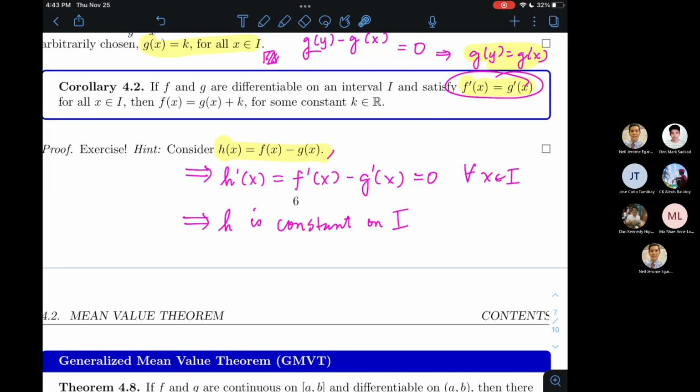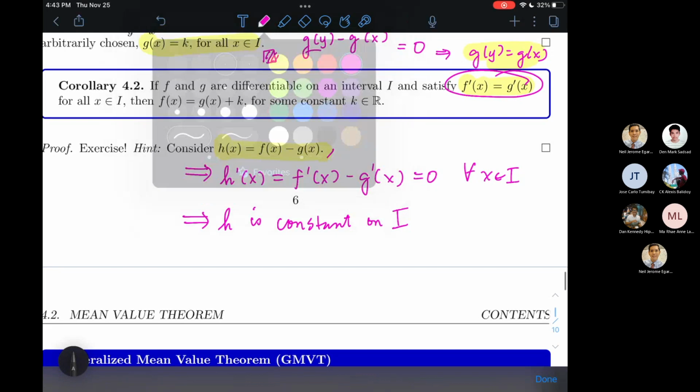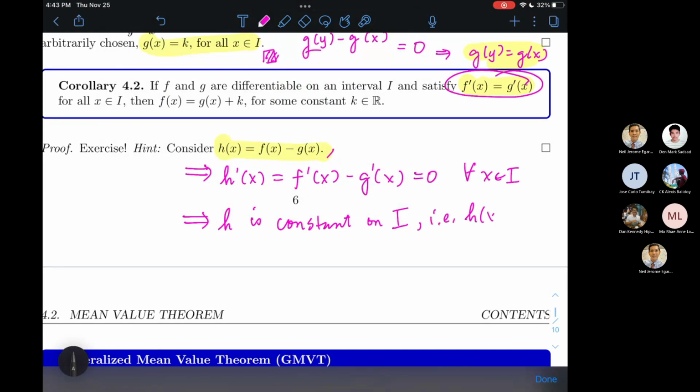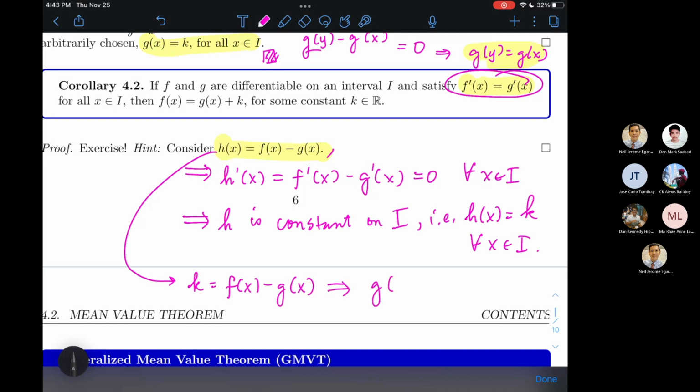Okay? So that means that h of x is equal to some constant k for all x in the I. Okay? So dahil si h of x ay equal kay k, so therefore, we'll have k equals f of x minus g of x. And so I can write it as, ang gusto ko pala ay, f of x equals g of x plus k for all x in I. All right? So end of proof.